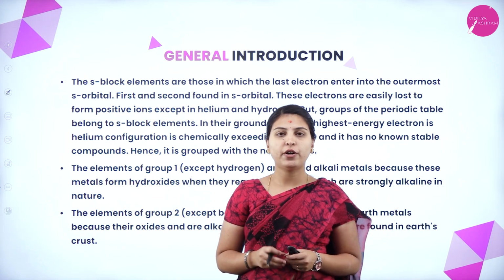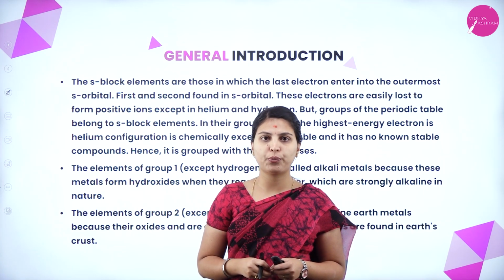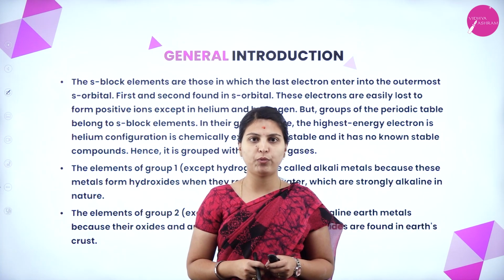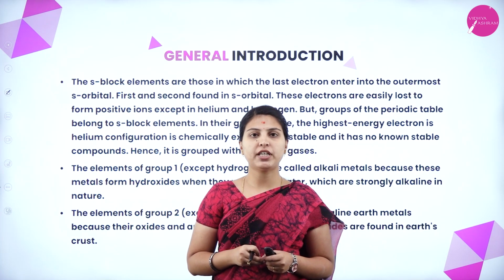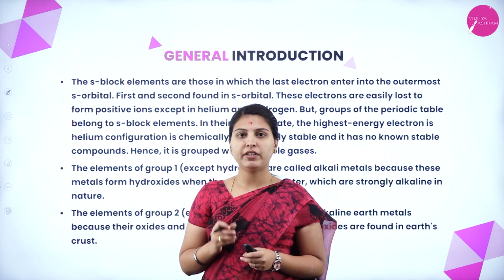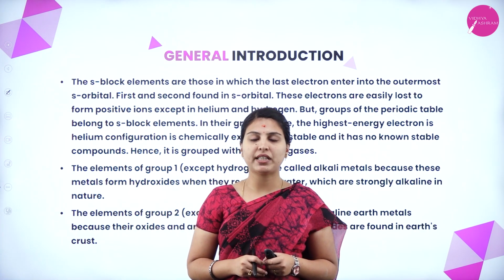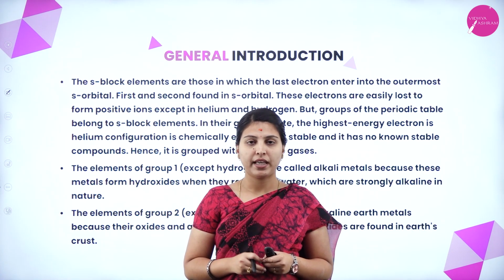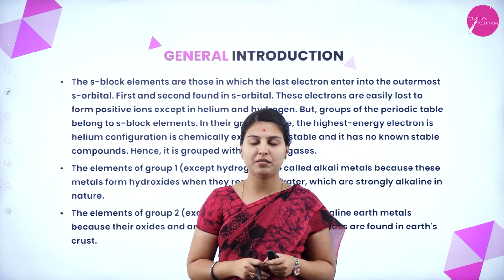We know that the periodic table has been classified into 4 blocks, that is S, P, D and F block. In this chapter we are completely studying S block elements. S block elements have two categories, that is alkali metals and alkaline earth metals. In this session we are discussing alkali metals.